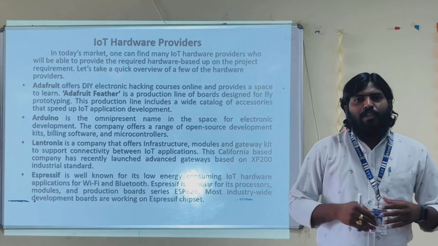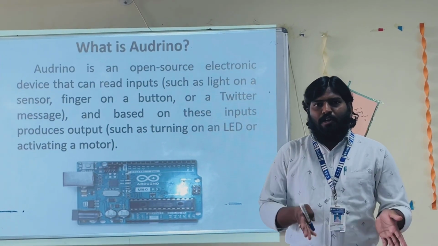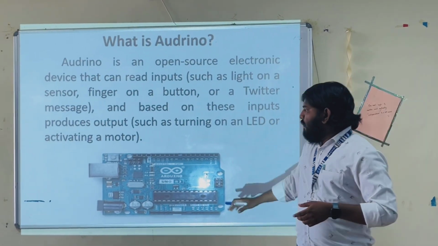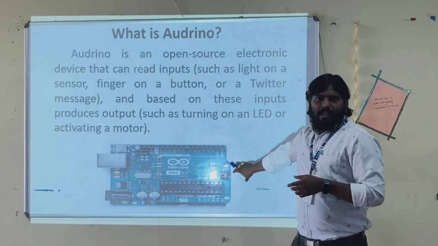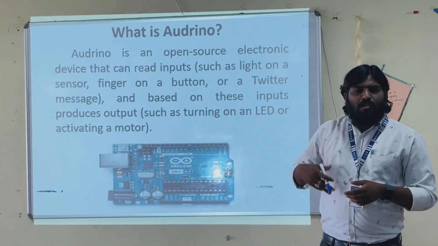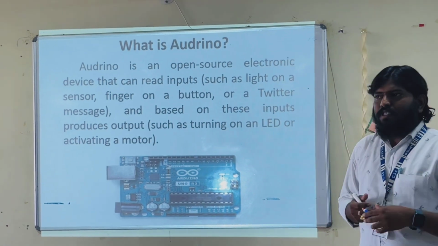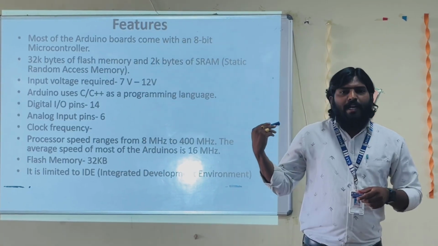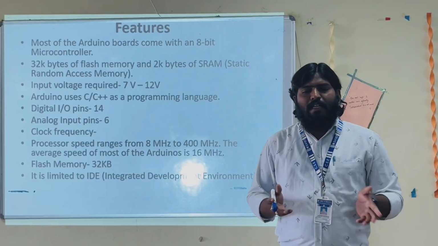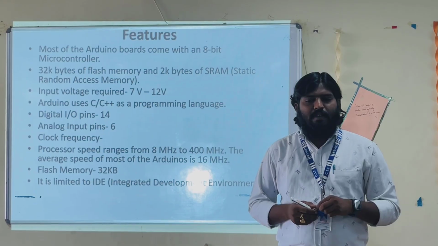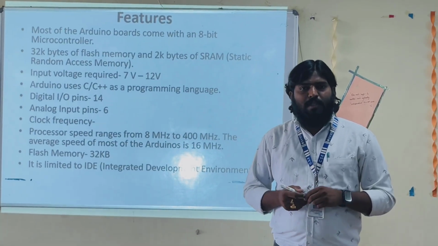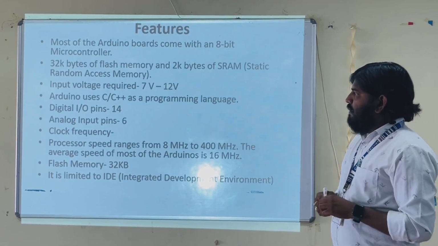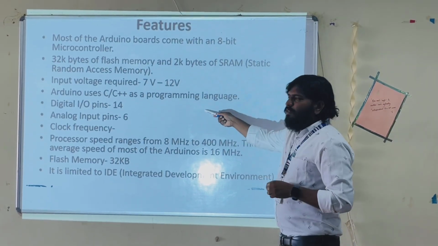Okay, next we need to know what Arduino and Raspberry Pi are, right? Here you can find the Arduino. The basic Arduino boards look like this. Coming to the features of Arduino, by default it comes with an 8-bit microcontroller, and 32-bit flash memory is available. The voltage required is 7 volts to 12 volts. There are 6 analog pins available and 14 digital pins available.